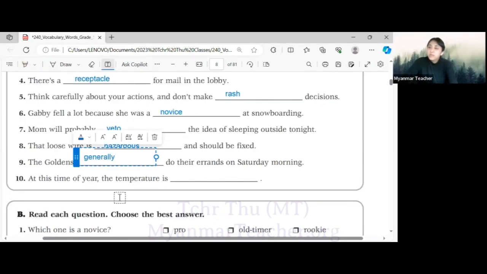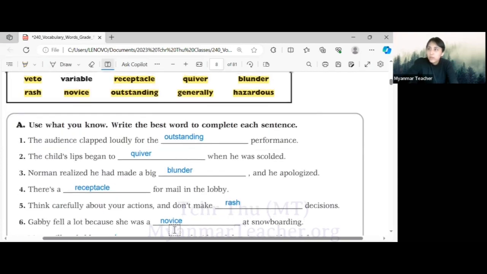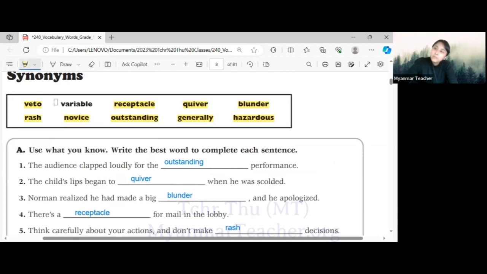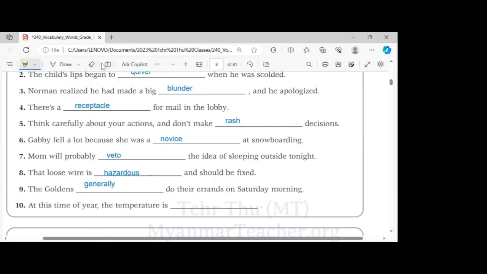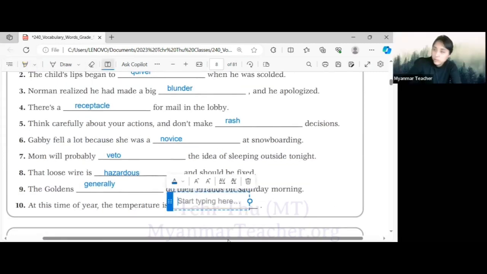At this time of year, the temperature is blank. Only one left. Variable. Variables are changeable. The temperature is variable. Okay.